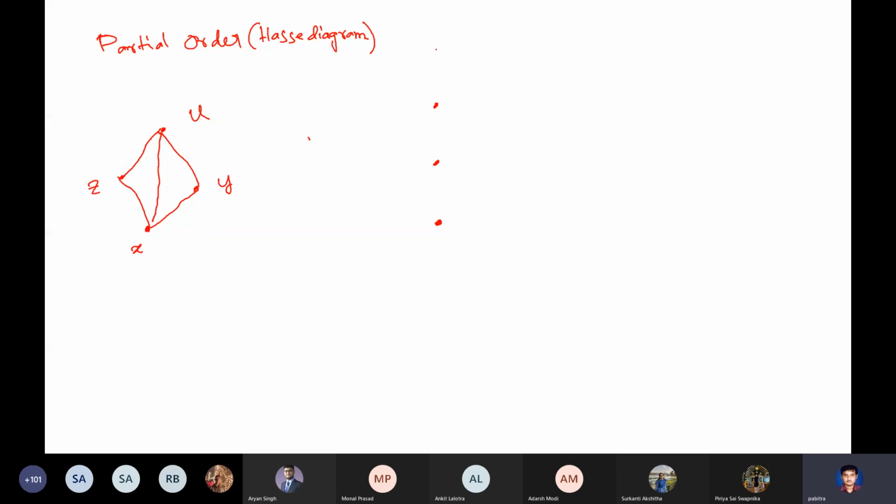But let's take this situation. Is this a total order? Because by transitivity, I can draw this, and I can draw this. Yes, so this is a total order. If we think a little bit, you will see the Hasse diagram for total orders will always look like a chain.